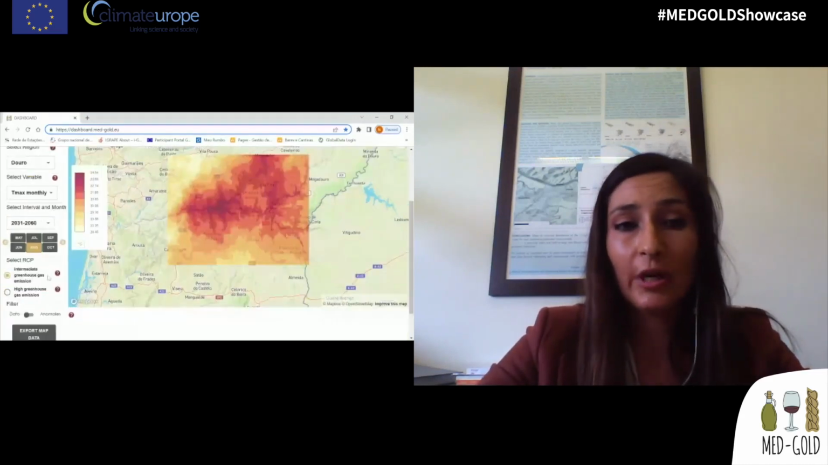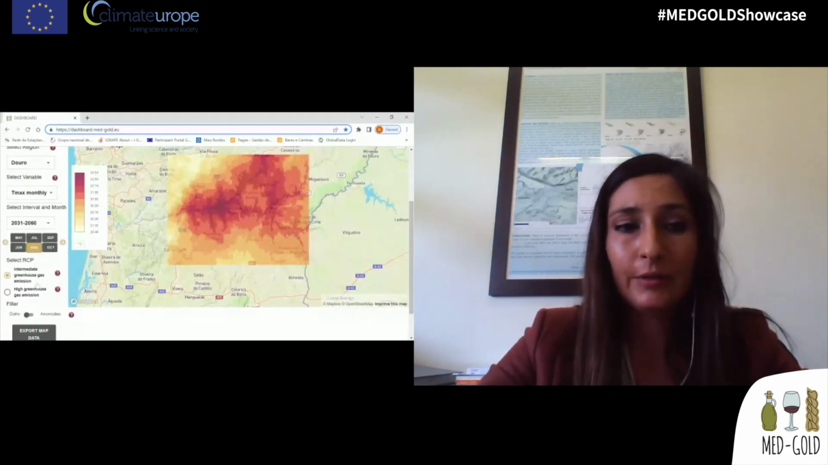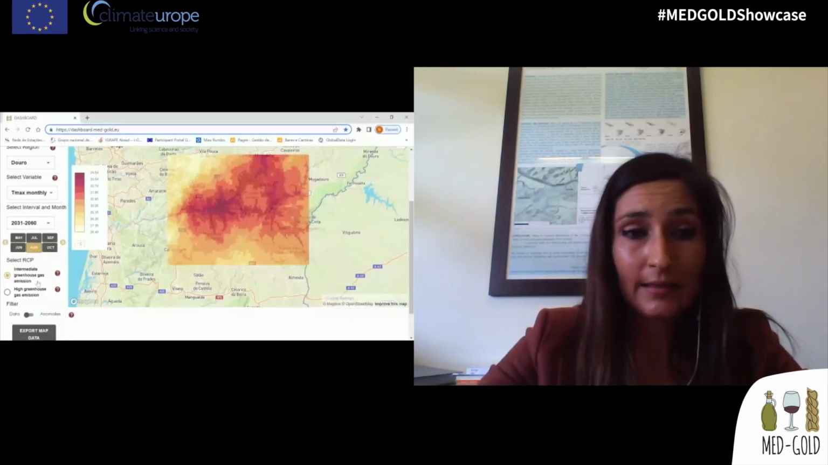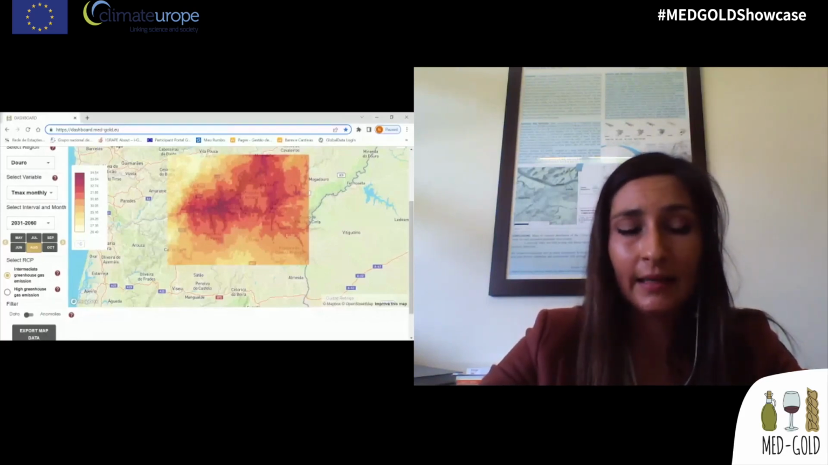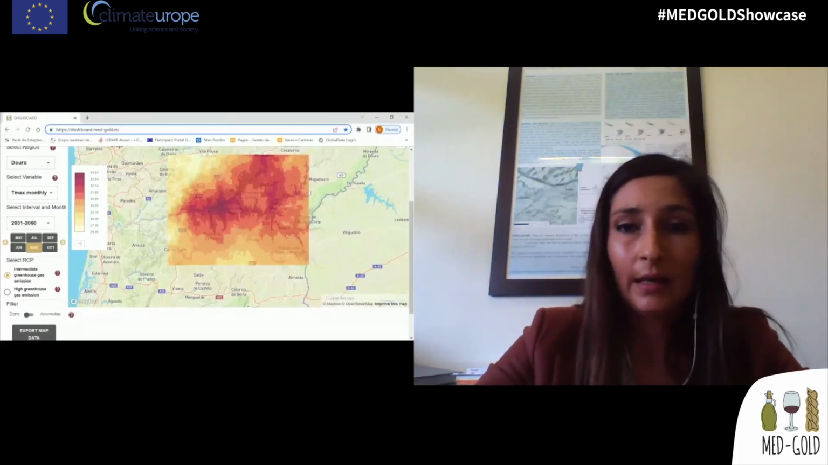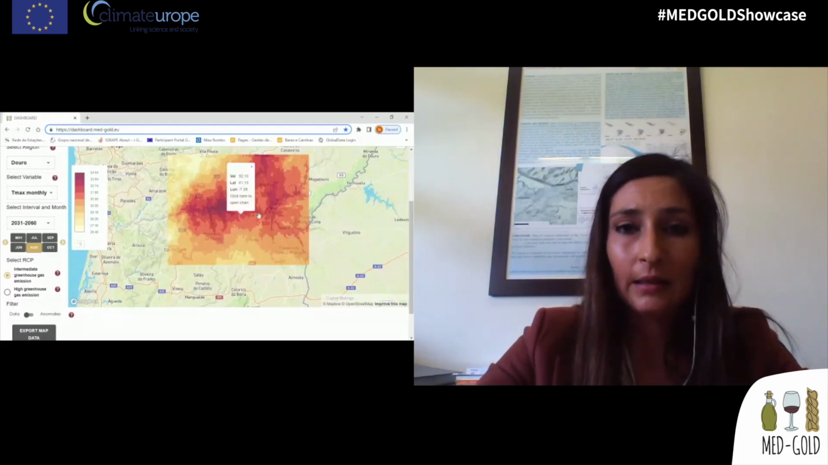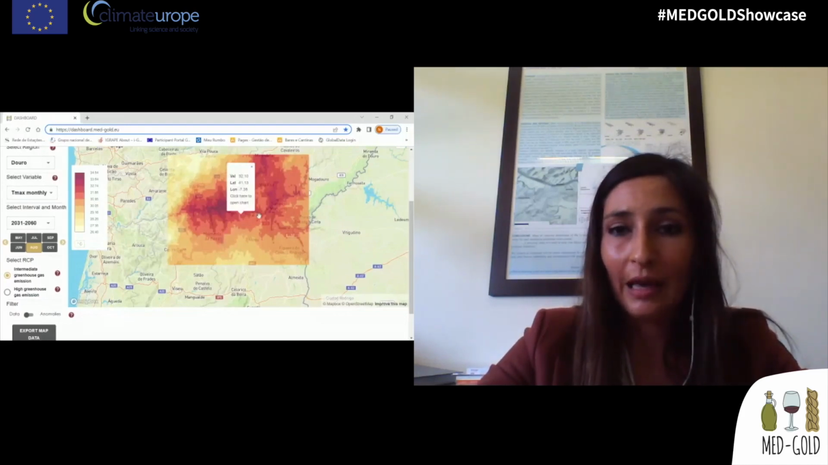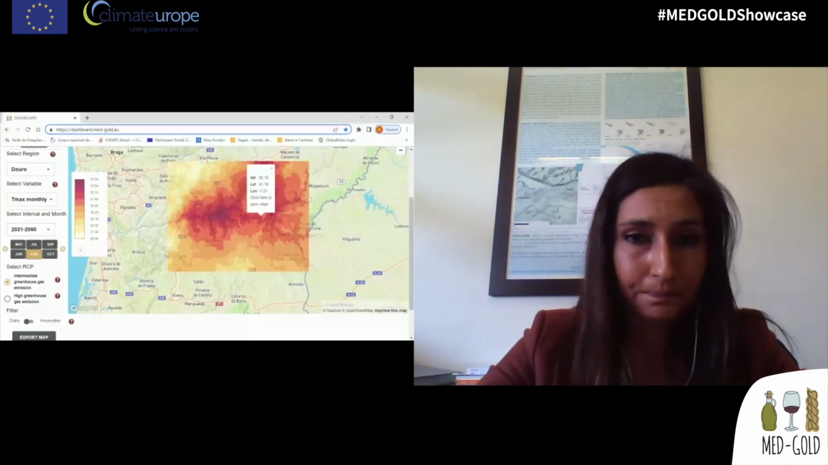the concentration, here you have two possible scenarios about the greenhouse gas emission concentration peak. You have the intermediate and then the high. Selecting the intermediate, you can have here the information for the Douro region, and passing through the map, you can have the detailed information about that maximum temperature.